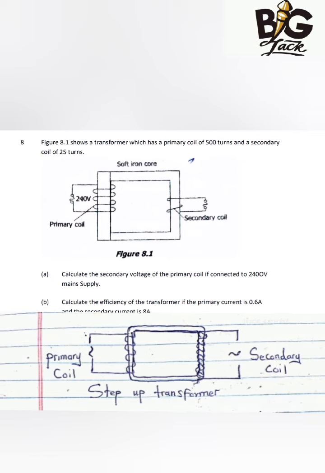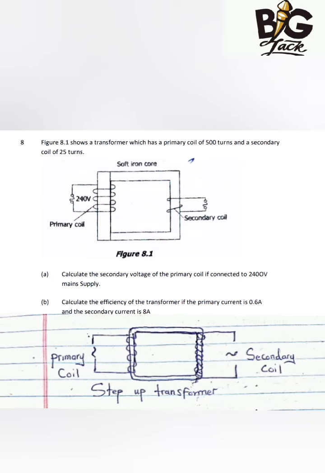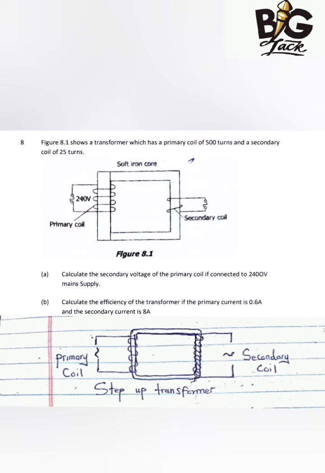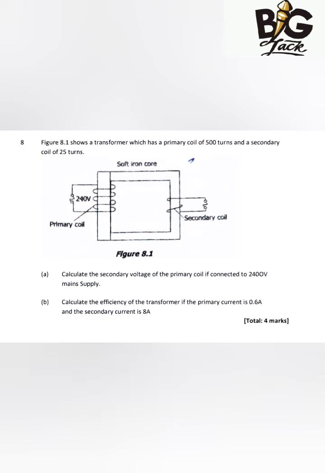The step down transformer has more turns on the primary coil and less turns on the secondary coil. Usually the primary coil is the input, then the secondary coil is the output. The step up transformer has less turns on the primary coil and more turns on the secondary coil.